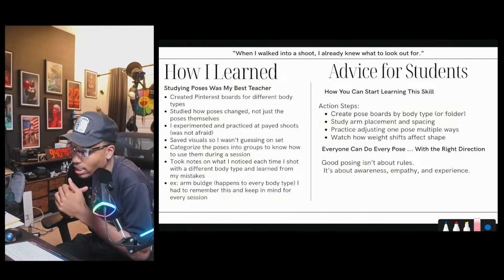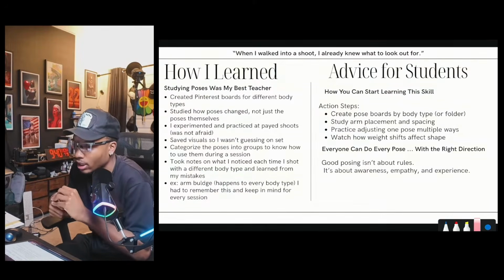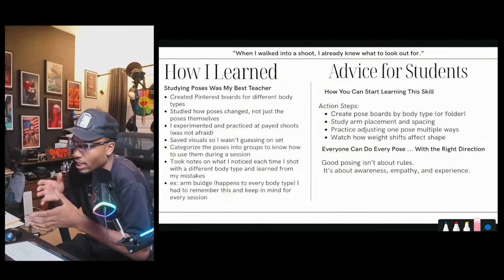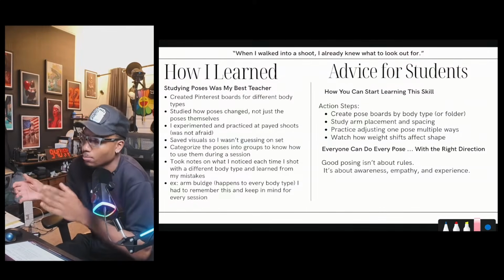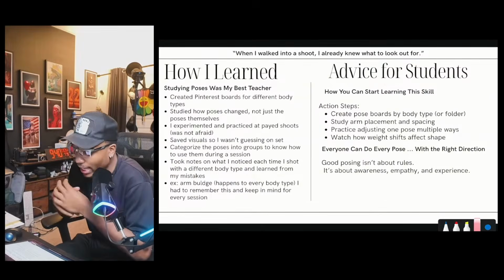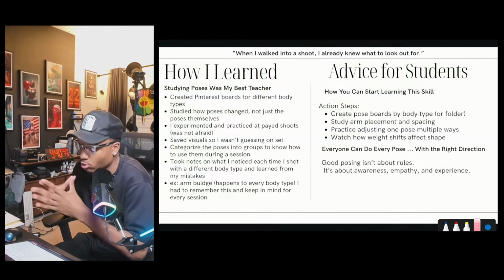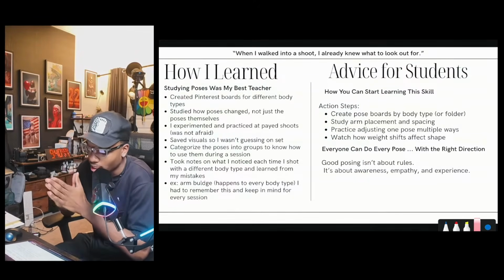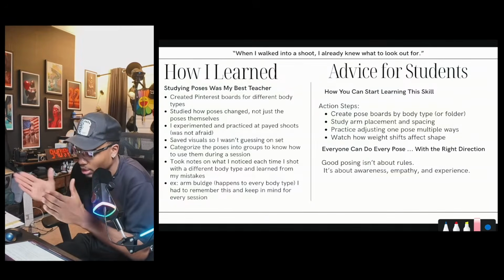And watch how the weight is shifted in these different poses that you're looking at, the different poses that you're also doing for your client. The weight will shift differently per client, like body type, body size, right? Everyone can do every pose with the right direction, right? Good posing is not about rules. It's about awareness, empathy, and experience.